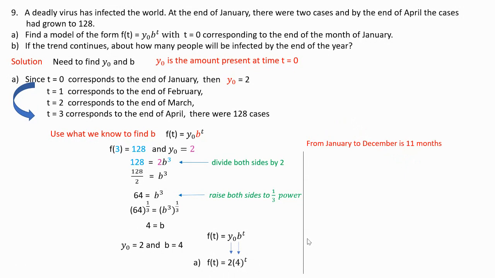Now, for part B it asks how many cases there will be by the end of the year. From January to December is 11 months, so I'm going to plug in 11 for t, or find f of 11. You're going to be amazed how many people would have been infected if there was no intervention. So we put this in the calculator, guys. It's going to give us 8,388,608 people who would have been infected.